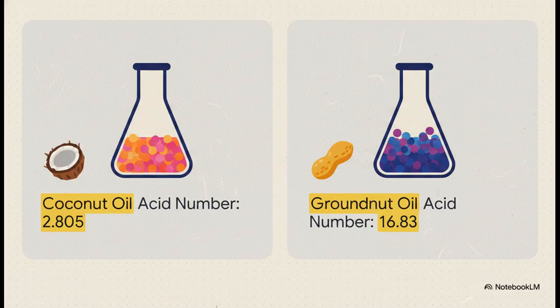And the data paints a really clear picture. The coconut oil sample came out with an acid number of 2.805, but the groundnut oil sample, it needed significantly more base to reach the endpoint, giving it an acid number of 16.83. That is a massive numerical difference. There are clearly way more free fatty acids floating around in that groundnut oil.